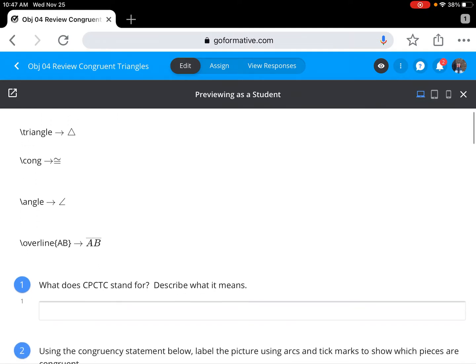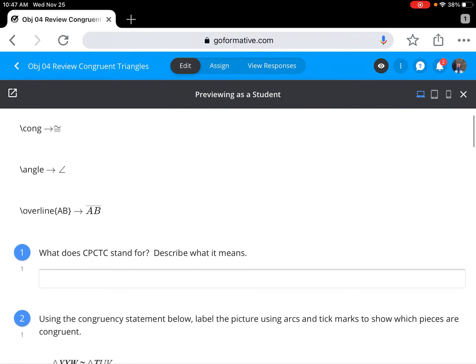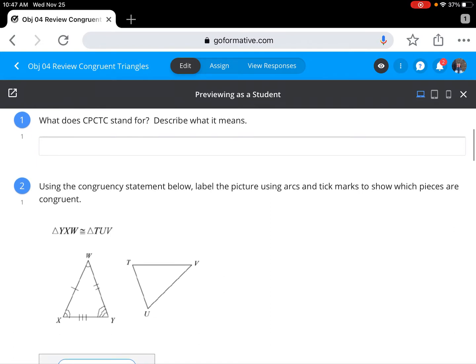So number one says, what does CPCTC stand for? I'm not going to write this out. I'm just going to go through it verbally, but CPCTC is corresponding parts of congruent triangles are congruent, which basically says if I know two triangles are congruent, then all of their corresponding parts are congruent. Okay? Number two, it says use the congruency statement below.